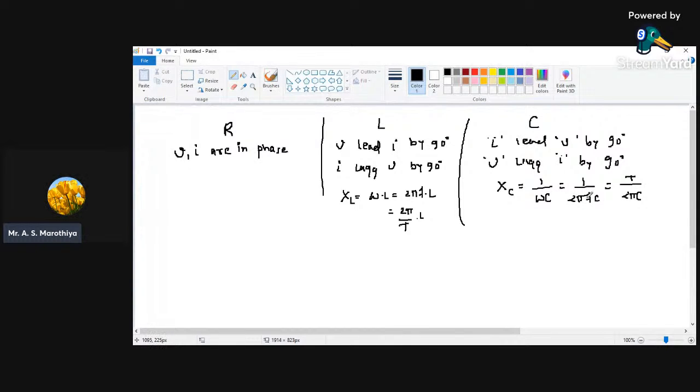This is very important. And then the corresponding phasors. So we can write, like in case of resistor, the voltage and the current are exactly in phase with each other.